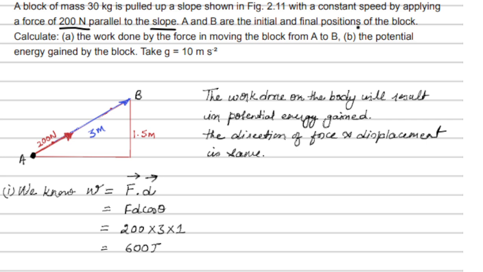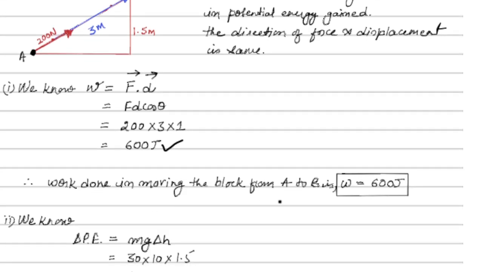A, B are the initial and final positions. This is A, this is B. Calculate the work done by the force in moving the block from A to B. A to B, the work done will be simply F d cos theta: 200 Newton force, 3 meter displacement because this slope is 3 meter from A to B, and cos 0 is 1. So we have work done of 600 joules. Work done in moving the block from A to B is 600 joules.